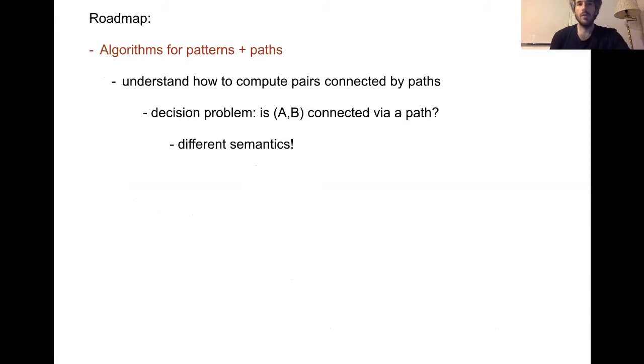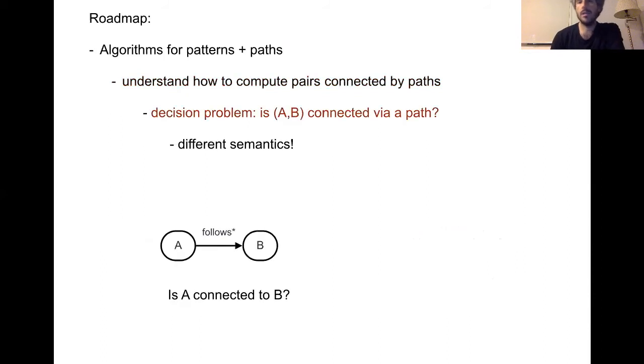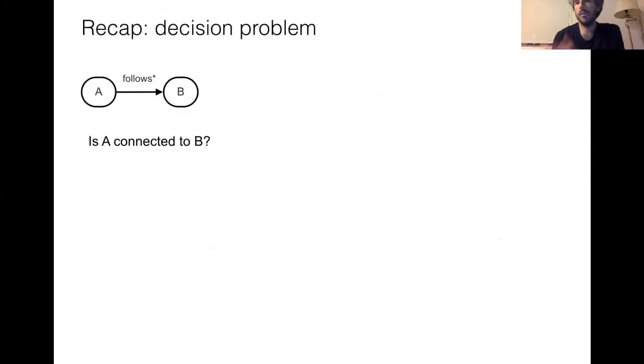So if we need to understand patterns and paths, first, of course, we need to understand how to compute pairs connected by path. So, which is called the all pair problem for these path queries, right? So I want to find all pairs connected by expression, or if I have one node, I want to find all B's that are connected to this node A via this expression. This is also related to the decision problem. So now I have 2 nodes, and I want to see whether this node A is connected to node B. And there is also the problem of different semantics, because this really changes for different semantics.